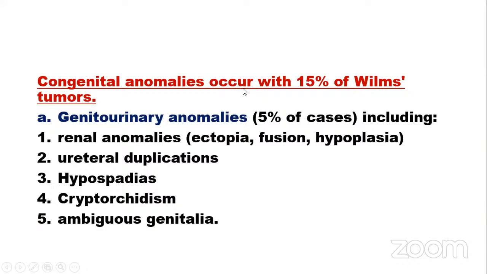Congenital anomalies occur in 15% of patients with renal tumor in general. The genitourinary anomalies within this 15% include renal anomalies such as ectopic kidney or renal fusion like horseshoe kidney, hypospadias, urethral duplication, cryptorchidism, ambiguous genitalia, and hypoplasia.